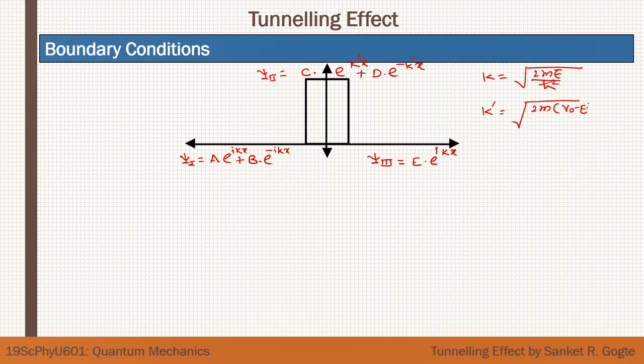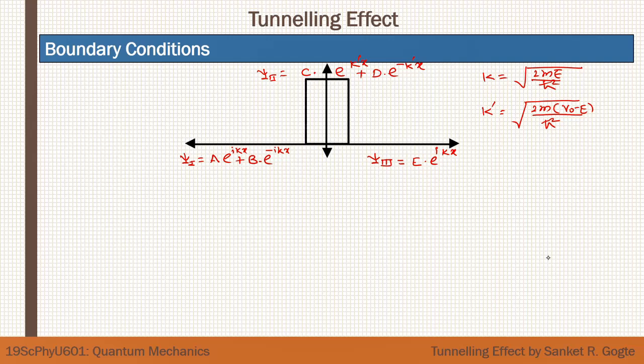Here k prime is square root of 2m (v0 minus e) by h cross square, where v0 is the height of the barrier, and l by 2 is the half-width of the barrier, let's not forget that. k prime is also positive because we are considering the case where e is less than v0. We want to discuss the tunneling effect, we are not considering the scattering states as I mentioned previously.